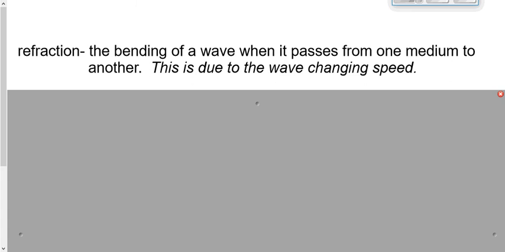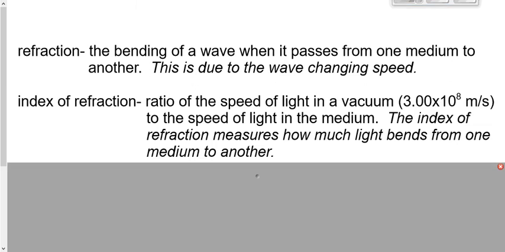But we technically define it as a ratio of the speed of light in a vacuum to the speed of light in whatever medium it is that you're trying to find the index of refraction. The higher the index of refraction, the more light bends.